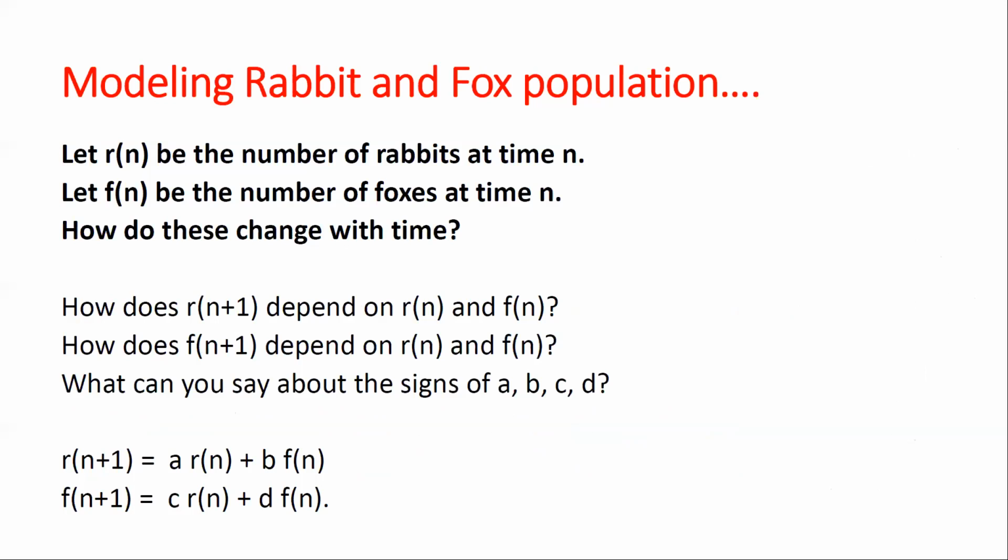Okay, so now we want to try to figure out how R_{n+1} depends on R_n and F_n, and similarly how F_{n+1} depends on R_n and F_n. So the simplest relation is to assume everything is linear. So we'll assume R_{n+1} equals A times R_n plus B times F_n, where A and B are some fixed universal constants. And similarly, we will assume that F_{n+1} is C R_n plus D F_n.